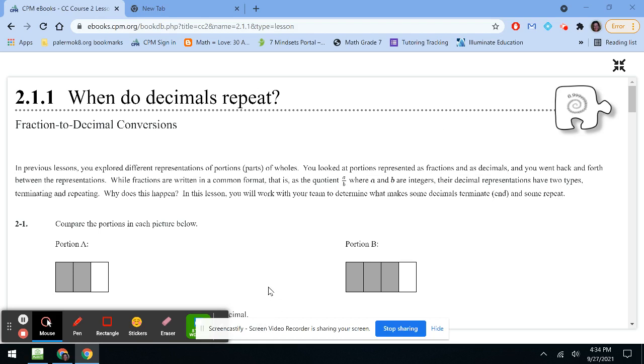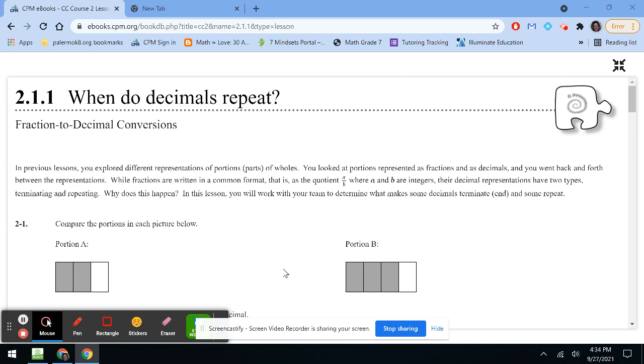So today we are learning 2.1.1, when do decimals repeat? We're doing fraction to decimal conversions. We started to do this a little bit in the previous chapter, and we're going to continue to learn that.